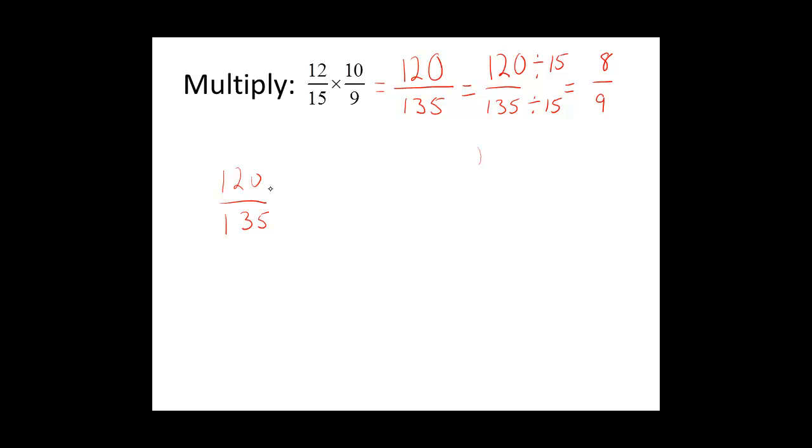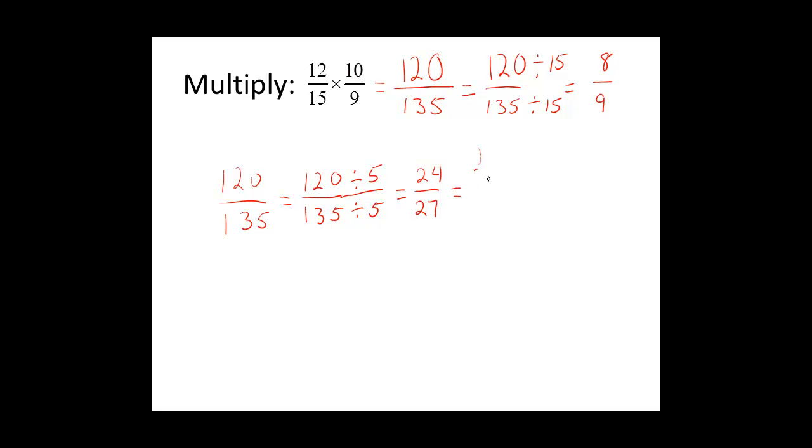But let's take a look at this again and see what factors we might see right away. When you have a 0 or a 5 in the ones place, you should know that these numbers are both divisible by 5. Any number that has a ones place of a 0 or a 5 is divisible by 5. So let's start by dividing the numerator and the denominator by 5. 120 divided by 5 is equal to 24, and 135 divided by 5 is equal to 27.